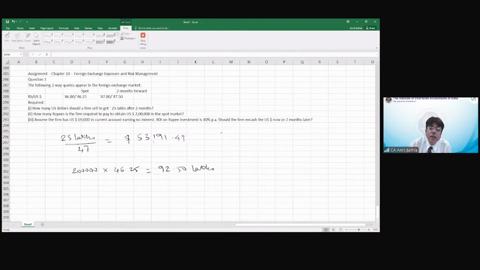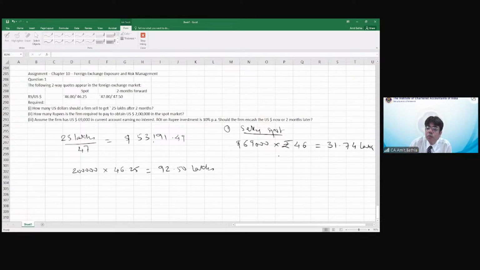So say, for example, I will take the first option. I'm selling in spot. Let me sell it in spot. If I sell it right now for $69,000, I will get how much rupees? What will be the rate I will get? I will get 46. So that will come to how much amount? 31.74 lakhs.